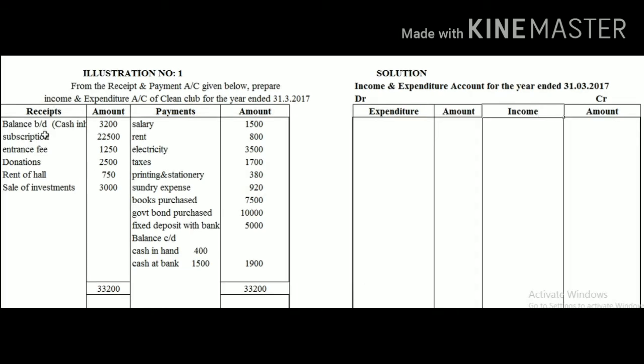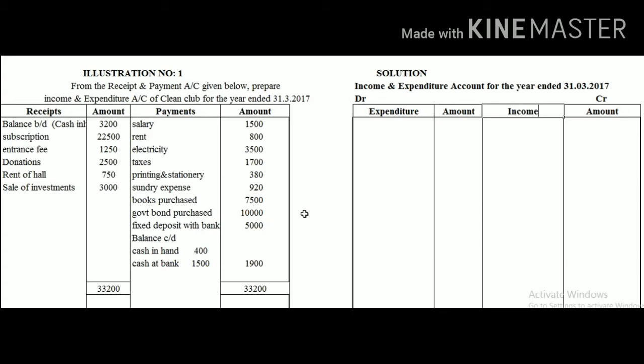So the first item is balance brought on cash in hand. In the time of preparing income and expenditure account, opening balance of cash in hand and closing balance of cash in hand and cash at bank are not considered. So the opening balance and closing balance of cash in hand are not taken into account.